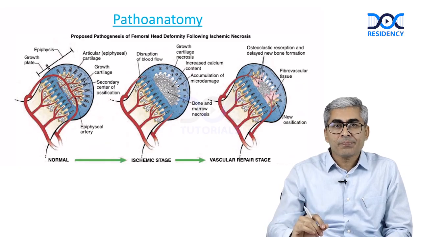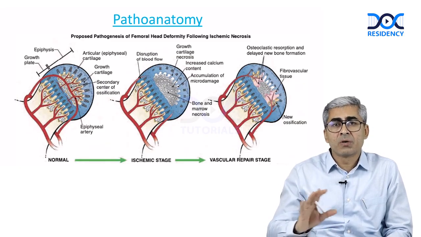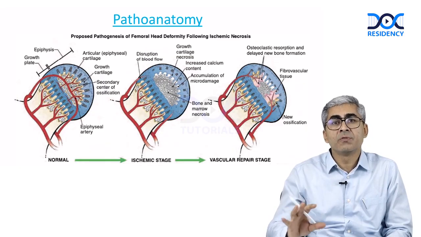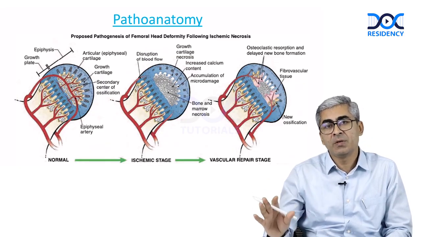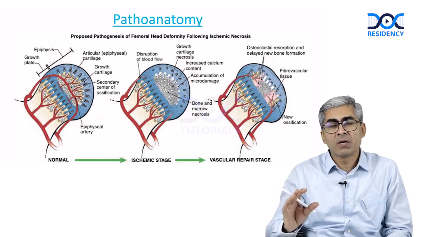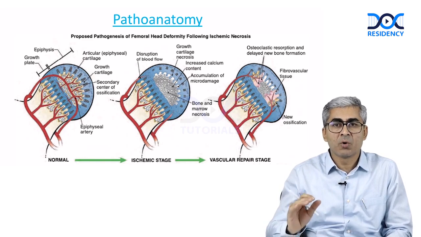So the idea of treatment, or whatever we do in Perthes, would be to restore the femoral head shape at the end of healing to a very congruent and concentric reduced femoral head.